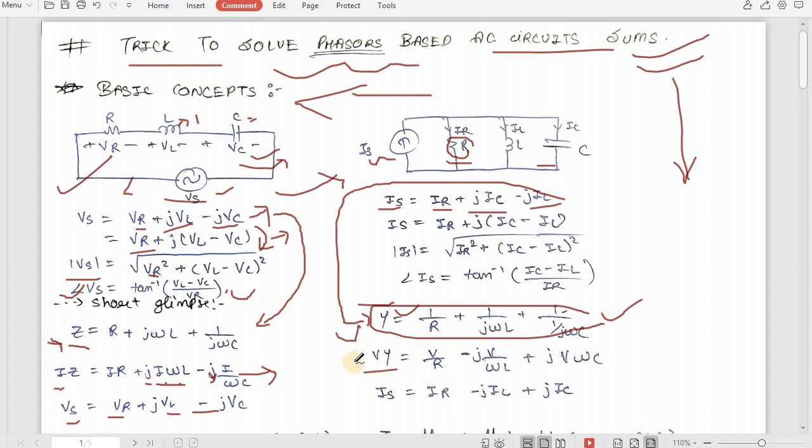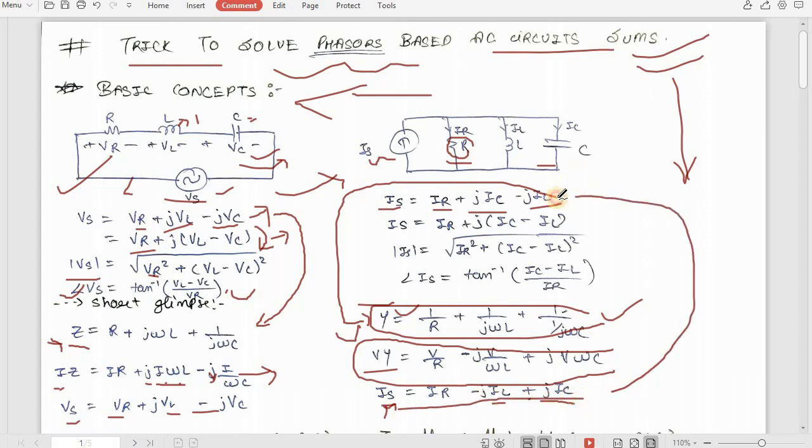Okay, so if you see carefully here, you have voltage upon impedance, right? Voltage into admittance is nothing but voltage upon impedance. So V by R is basically I, so all these terms are converted into I, so we will get IS, this is our input source, equals IR, basically the current flowing through the resistor, minus J, you have kept J separately, so you have V upon omega L, which is nothing but IL plus JIC. Okay, so this is the equation that you should know about the parallel RLC circuit.